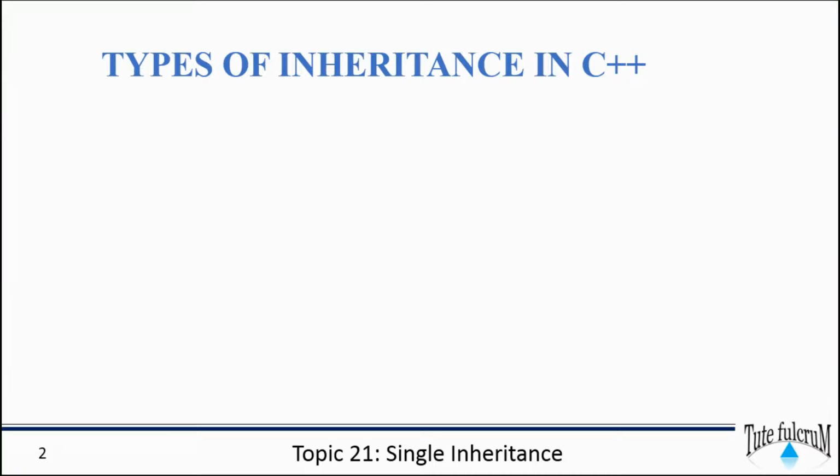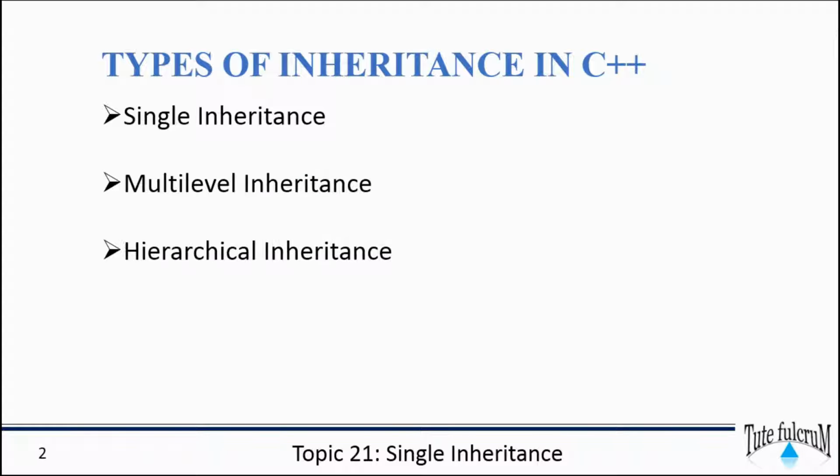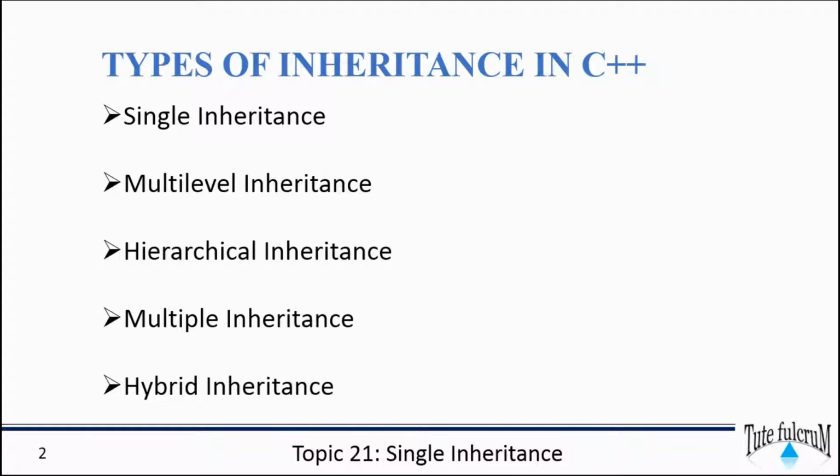So in our previous sessions, we discussed in detail what inheritance is and what is the significance of using the property inheritance in programming. So let's continue our discussion with the types of inheritance available in C++ programming language. So let's begin. There are 5 types of inheritance in C++: single inheritance, multi-level, hierarchical, multiple, and hybrid inheritance. In this session, we'll be discussing the single inheritance in C++.